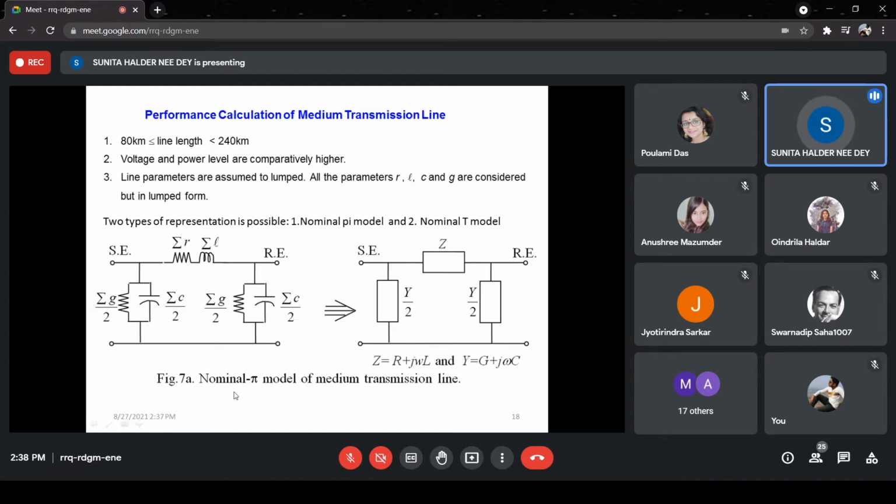It is called nominal pi, not only pi. Nominal means that it is an approximate representation. Here we are not assuming the resistance, inductance or capacitance as distributed parameters. We are assuming they are concentrated at some point. That's why this is the nominal pi model of the transmission line.